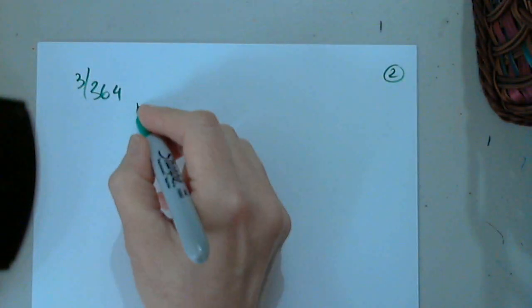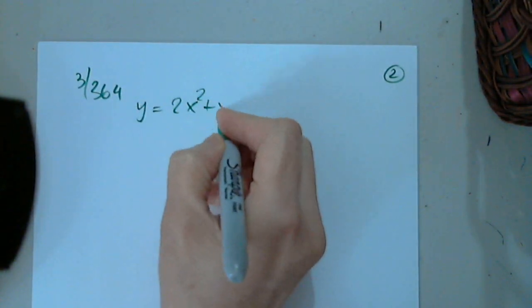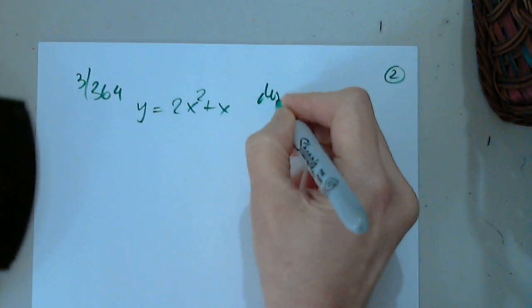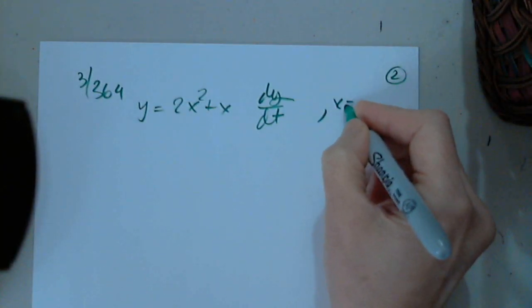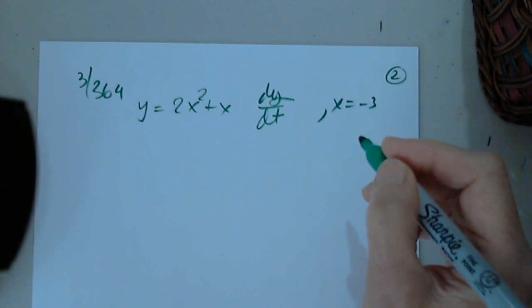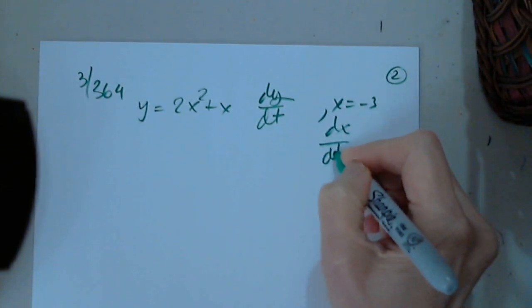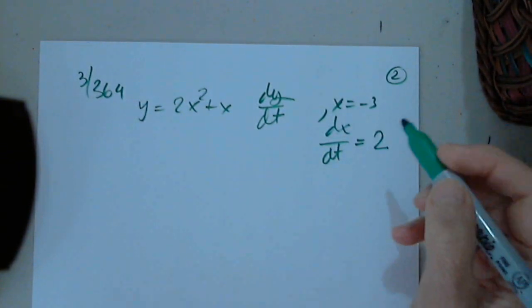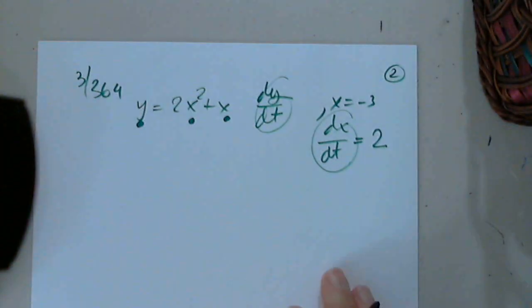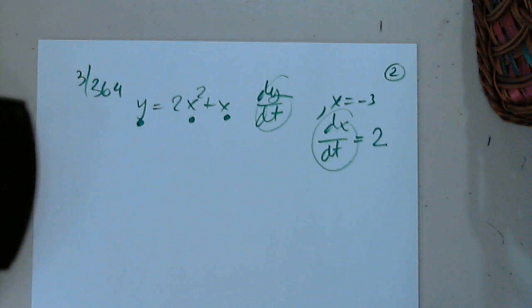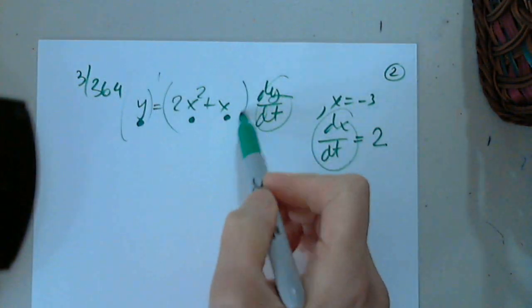Okay, 3. So we have y equals 2x squared plus x. They're asking us to find dy over dt when x equals negative 3 and dx over dt equals 2. This means that both functions, both x and y, are functions of time. So careful how we differentiate.